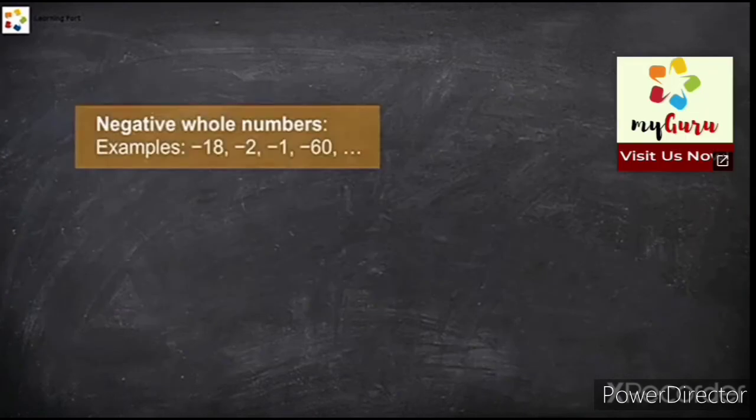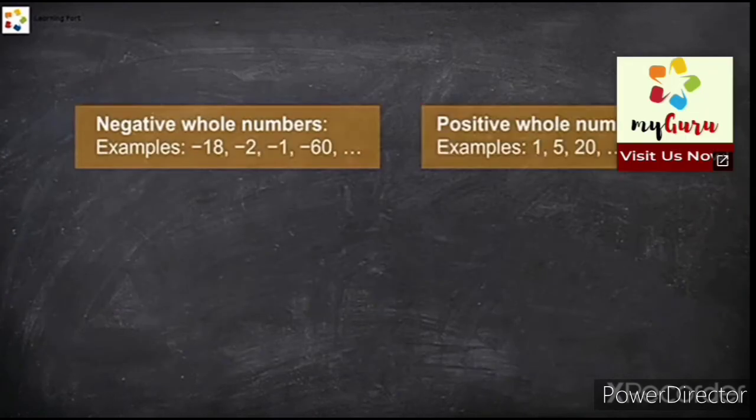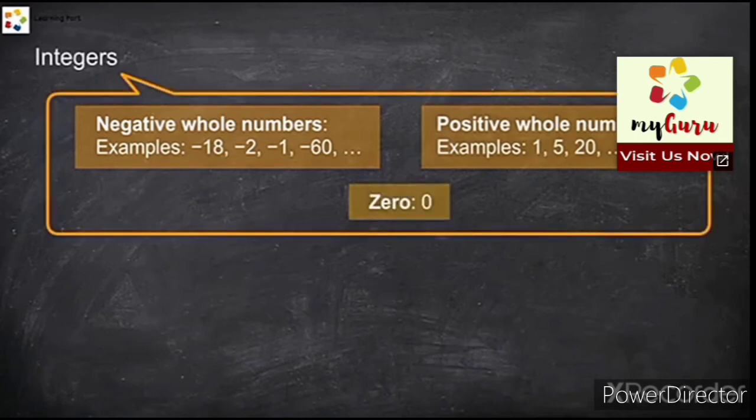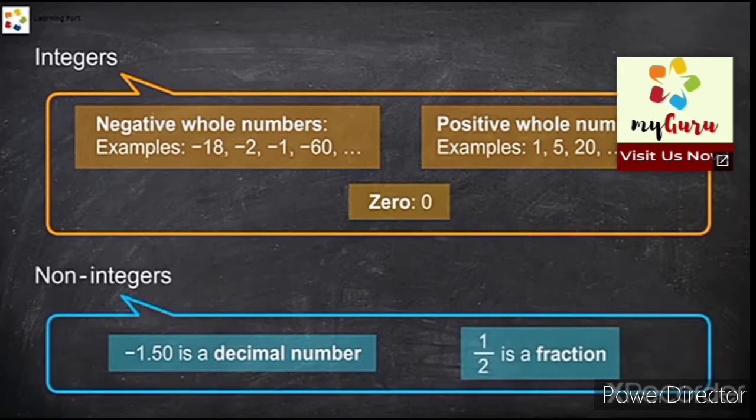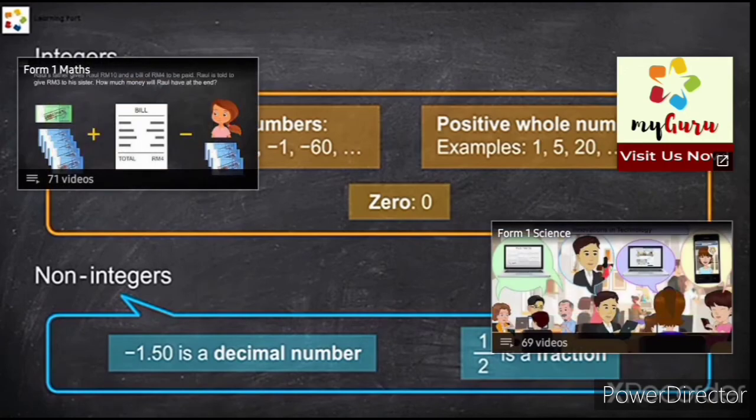The group of all the negative whole numbers, positive whole numbers, and zero are called integers. Any decimal numbers or fractions are non-integers. Hence, integers do not include any decimal numbers or fractions.